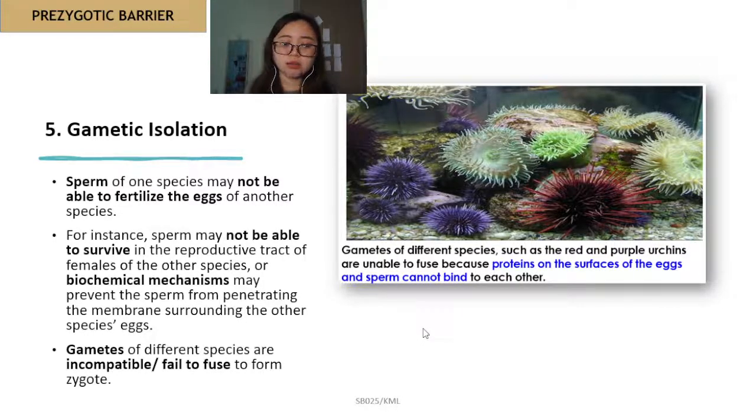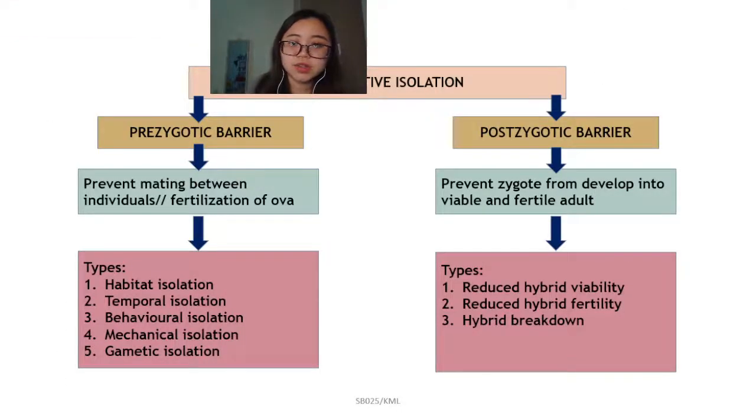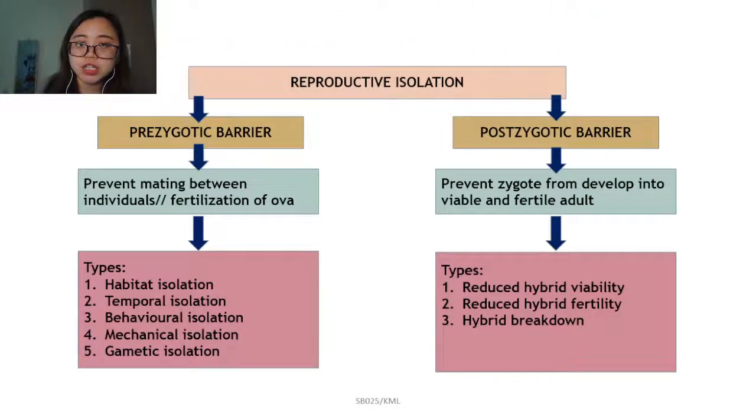So we have this example in this slide over here, where we have the gametes of different species of sea urchins. Okay, so these are sea urchins. They are red and purple urchins, but they are unable to let their gametes fuse because the proteins on the surface of the eggs and the sperm of the urchins cannot bind to each other. So the red and the purple urchins are reproductively isolated from each other. So that is it on reproductive isolation for pre-zygotic barriers.